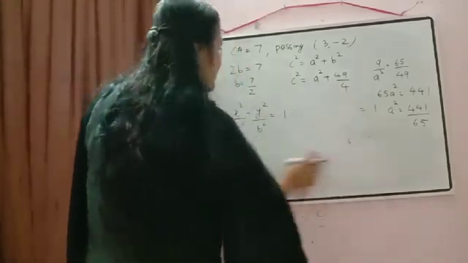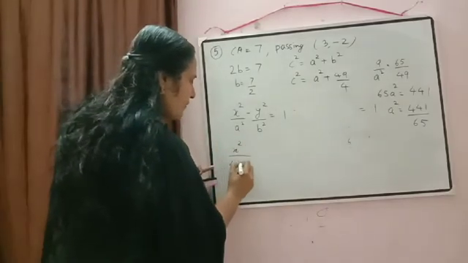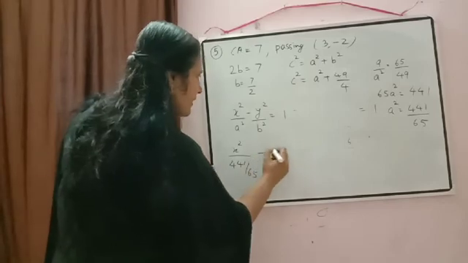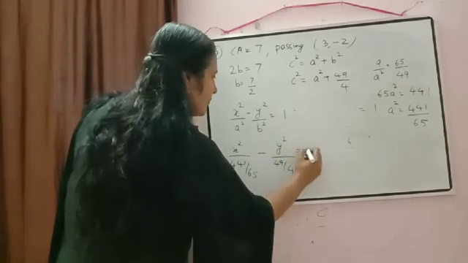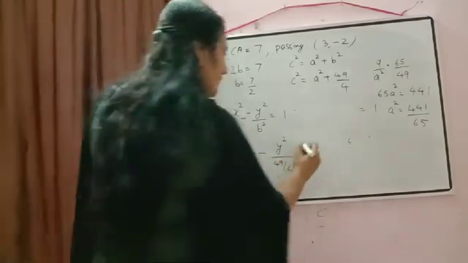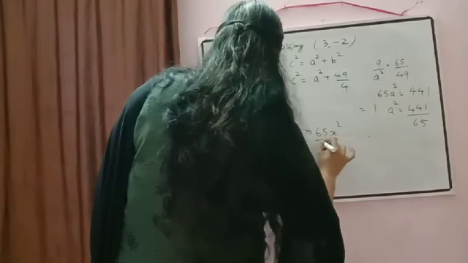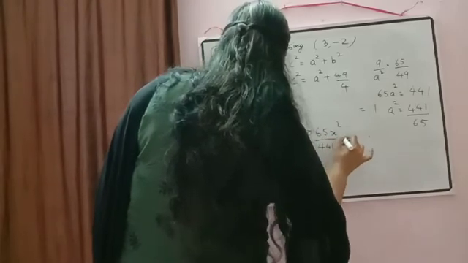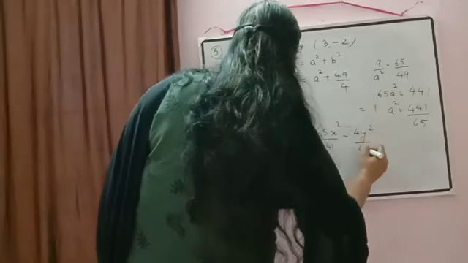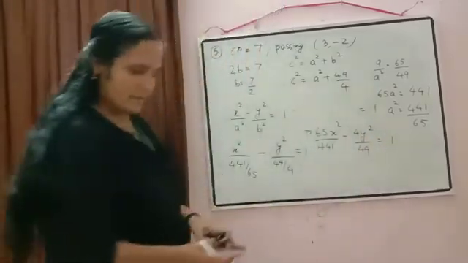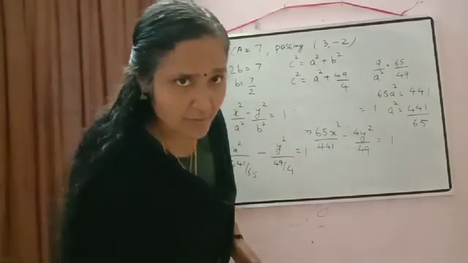Now write down the equation of the hyperbola. x square by 441 by 65 minus y square by 49 by 4 is equal to 1. 65 we can shift to the numerator. Then we will get 65x square by 441 minus 4y square by 49 is equal to 1. Okay. So I hope today's questions, all the questions, are clear to you.